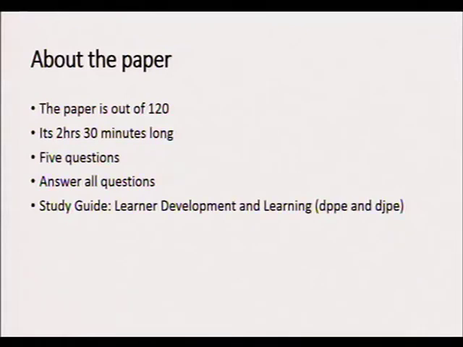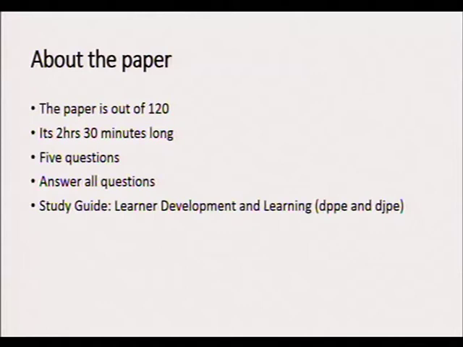Let's look at what will be in our paper for the August exams. The paper is out of 120 marks. It will be 2 hours and 30 minutes long. It will have 5 questions, and you are required to answer all the questions. And I repeat again, you are going to have 5 questions in this question paper, and you are going to answer all the questions. So there is no selection of some of the questions.